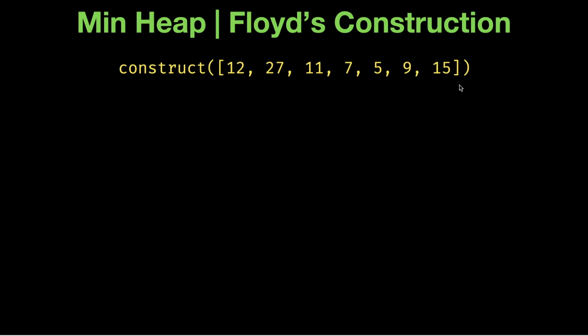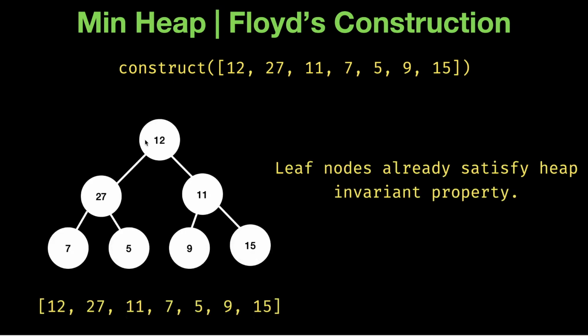So we have the same construction here, the same list is given, and we will begin with the given array itself. We will insert 12, 27, 11, 7, 5, 9, 15 in place. We are trying to do in place construction, right? So we will first assume that the given array is already a heap, and then we will start to update the values so that it satisfies the heap invariant property. So we have 12, 27, 11, 7, 5, 9, 15 here.